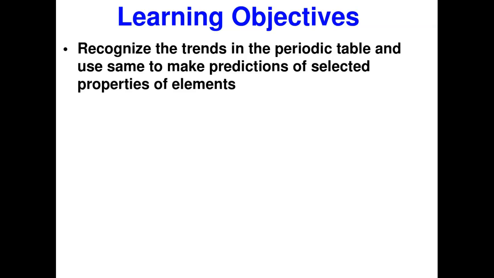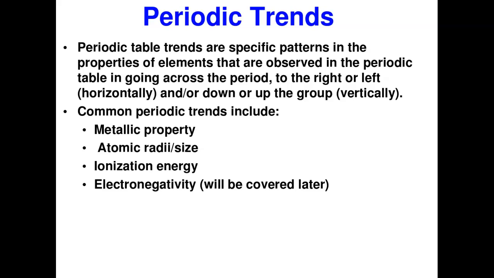So, periodic trends. The periodic table trends are specific patterns in the periodic table that we recognize either when we go across the period, which usually means horizontally from left to right or right to left, or when we go down the group, usually going up or down the group vertically. Those are the particular properties or patterns we see when we do this.